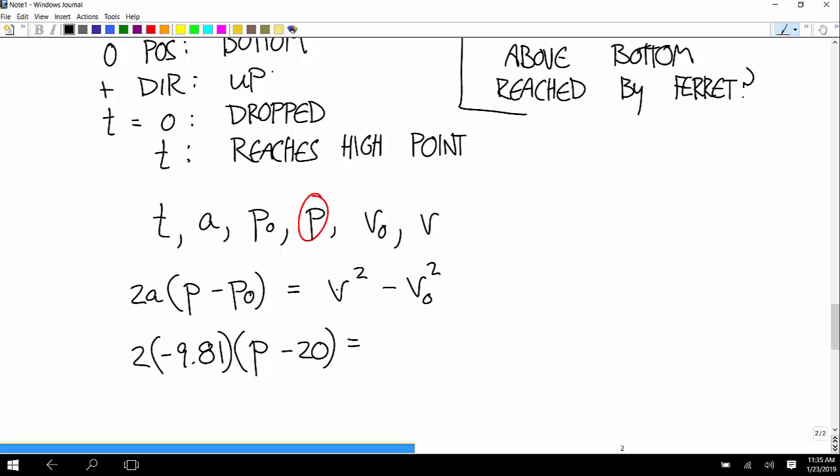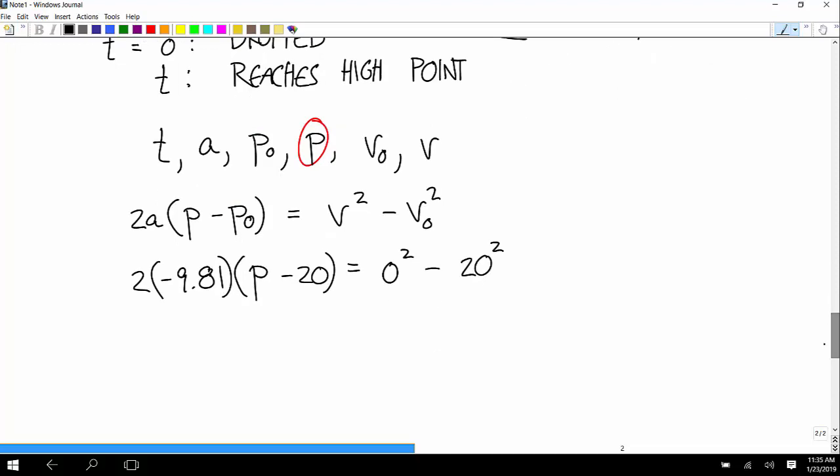Do we know the final velocity? We do, because we're looking for the highest point in the ferret's flight. And so 0 squared minus the initial velocity, which was 20, squared. And so we have negative 19.62 times p plus 392.4 is equal to negative 400.